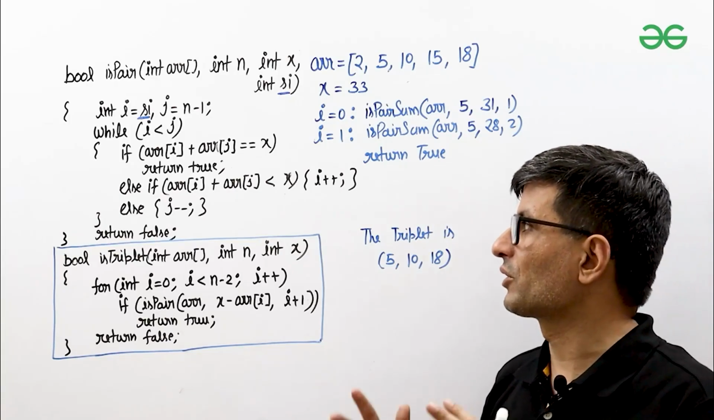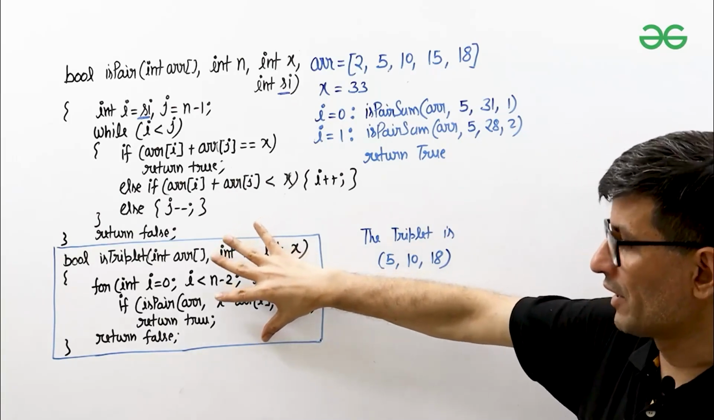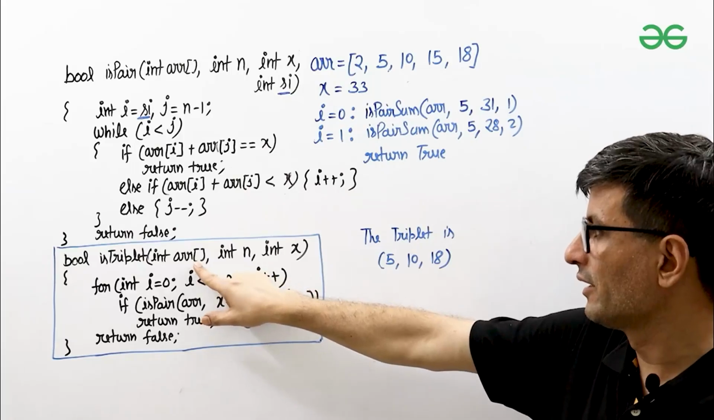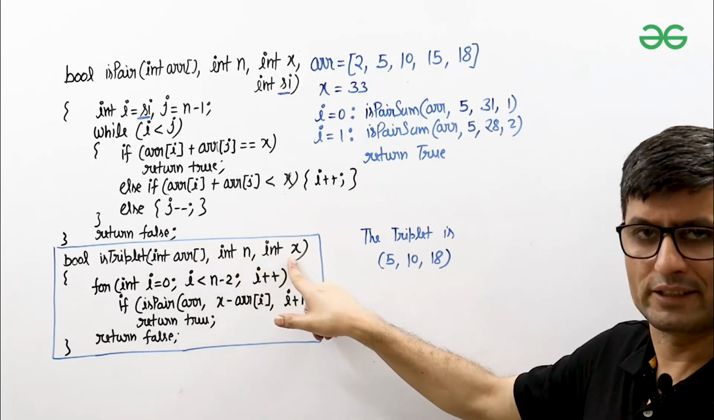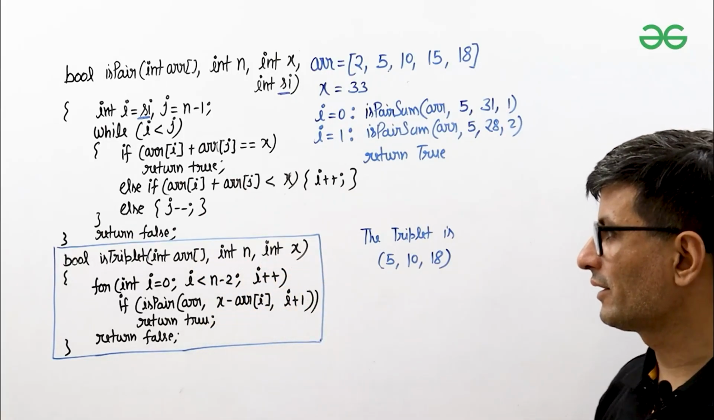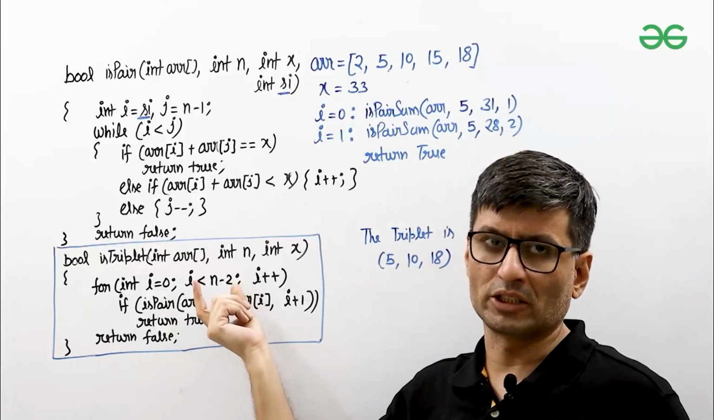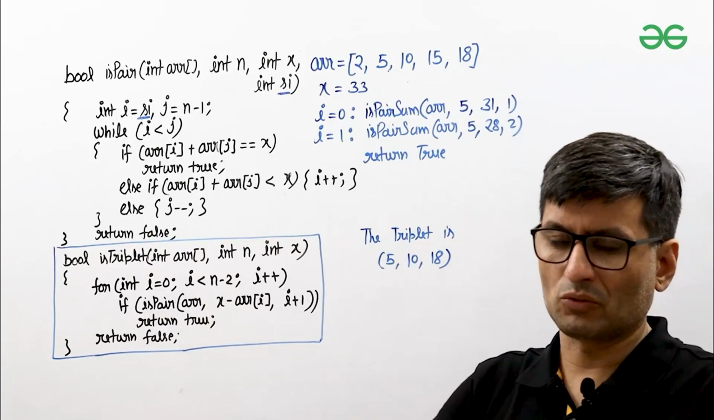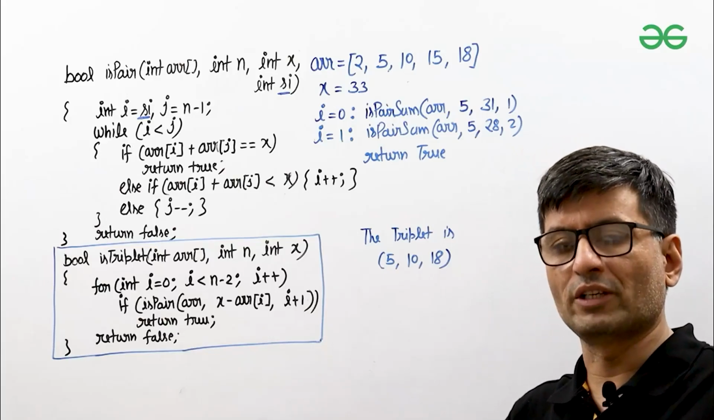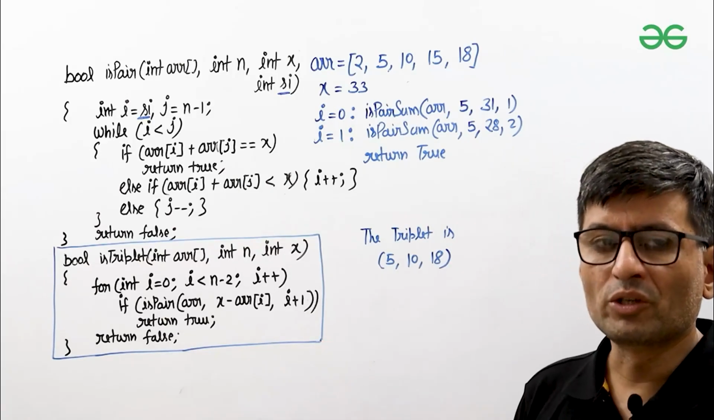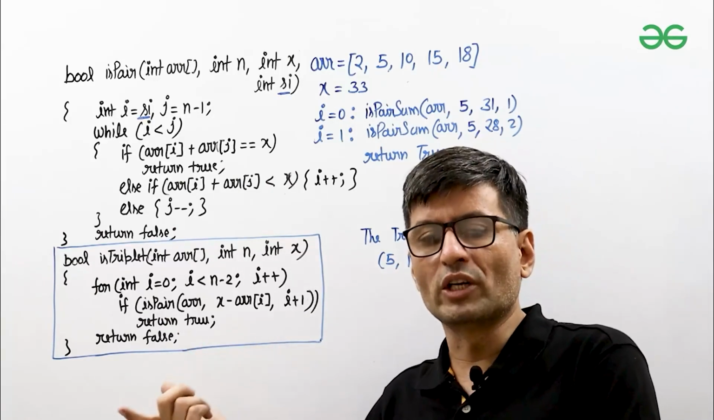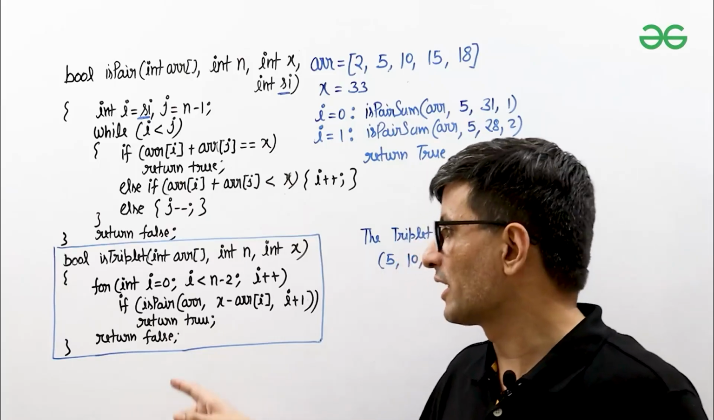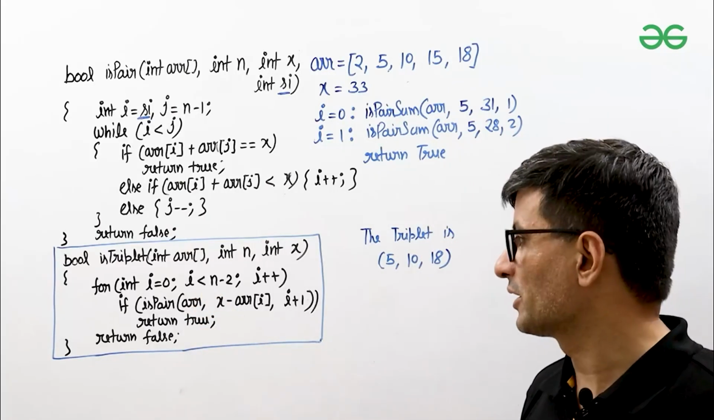So what are we doing in this code? We have this main function isTriplet that takes an array, the size of the array, and x as arguments. And what it does is it traverses from 0 to n-3. See, why are we going till n-3? We have already discussed that because we are considering this element as first and we are going on the right side of it. So when you go on the right side of it, there should be at least 2 elements after it to have a triplet. That's why we are going from 0 to n-3.